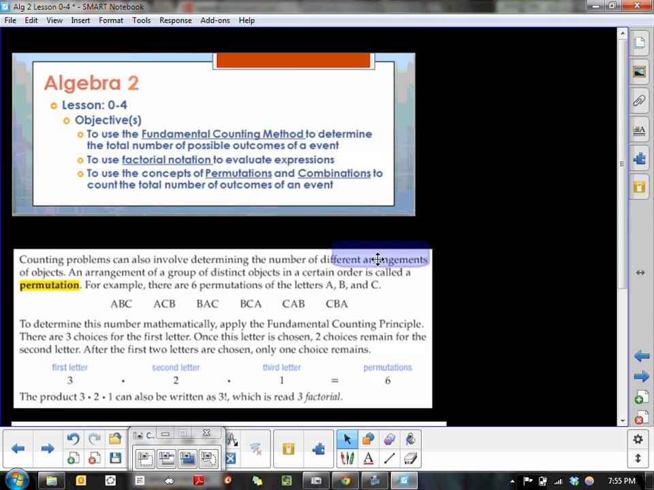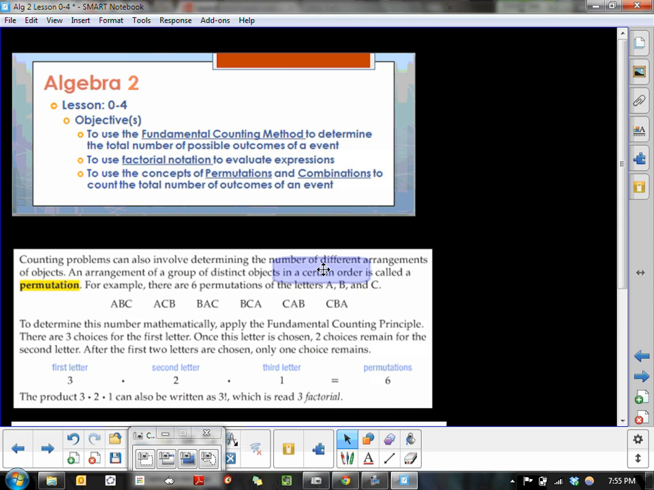So now we're going to define what a permutation is. A permutation is an arrangement of a group of distinct objects, and I want to key on the word distinct. Distinct means each object is different. If you look at the arrangements down below, you have A, B, and C. Each letter is unique. It's different. It's a distinct object. So it's an arrangement of a group of different, unique objects in a certain order, which means order makes a difference.